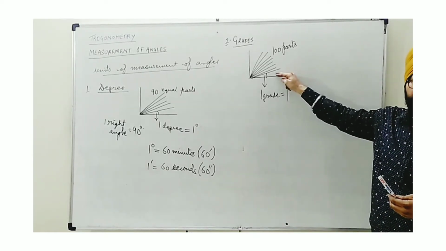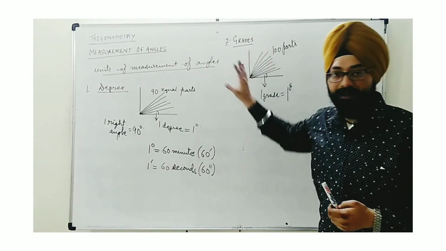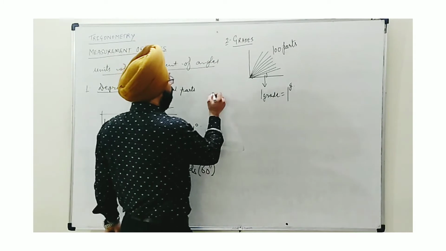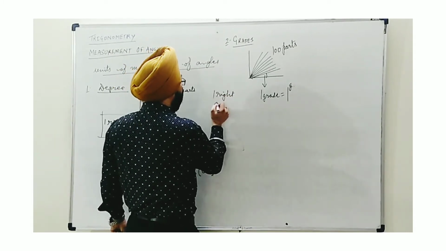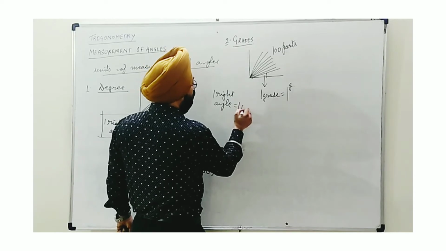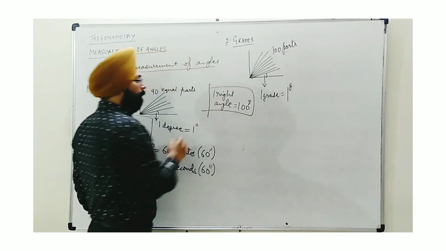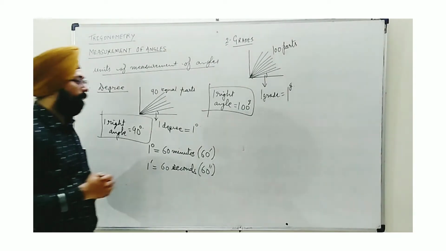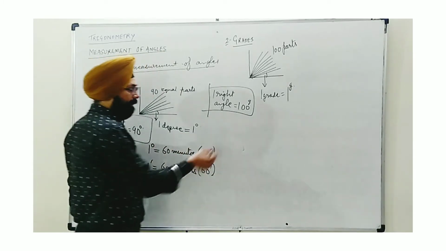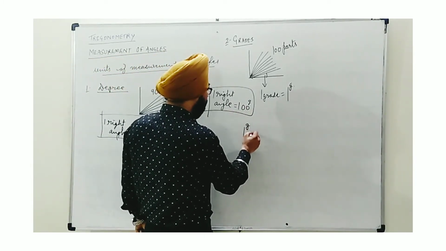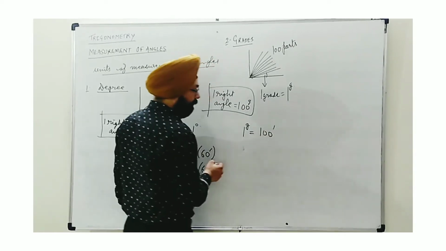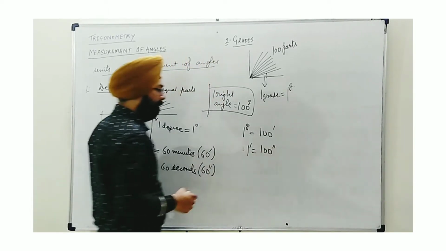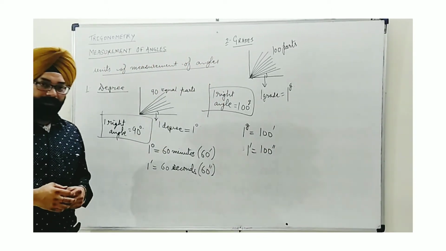Each part measures 1 grade. It means in the theory of grade, a right angle, which was equal to 90 degrees, is equal to 100 grades. Now grade also has subdivisions, similar to degree's minutes and seconds. In this theory, 1 grade is equal to 100 minutes, and 1 minute in this category will be 100 seconds. In the theory of grade, these are the subdivisions.